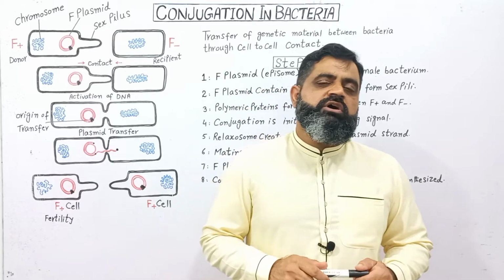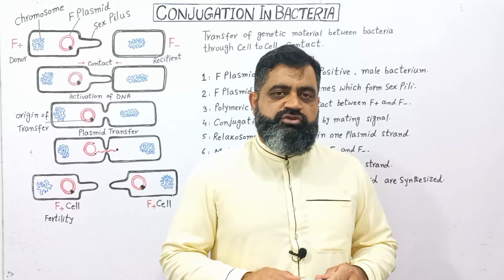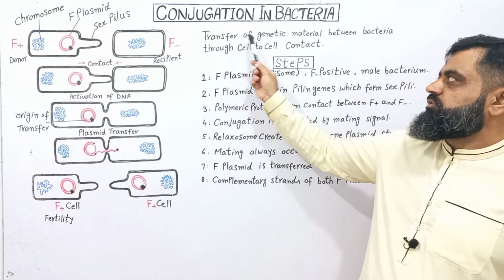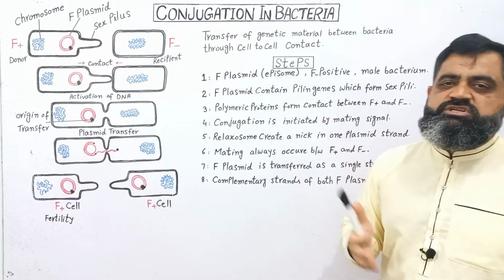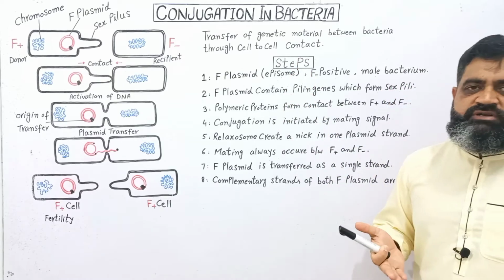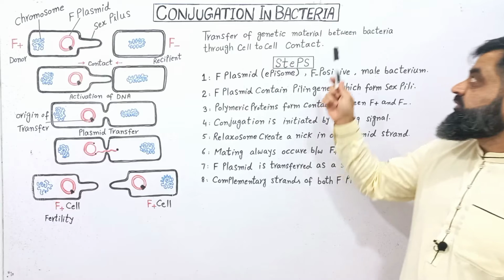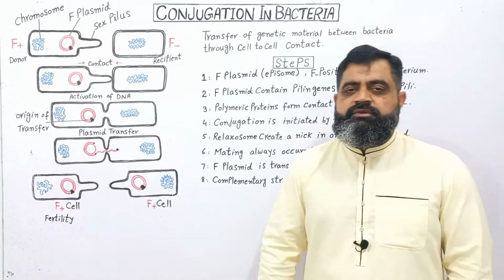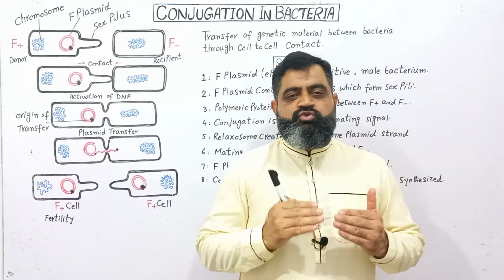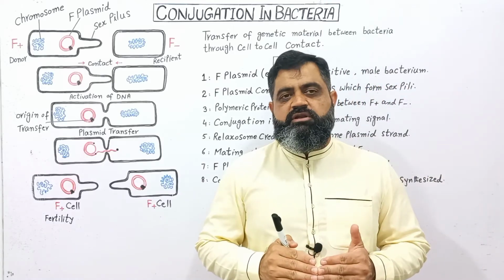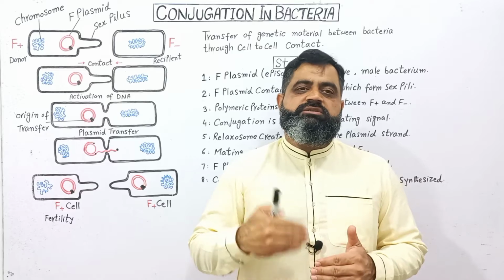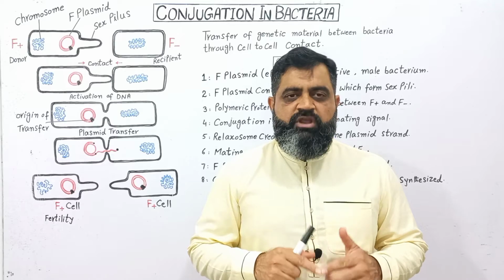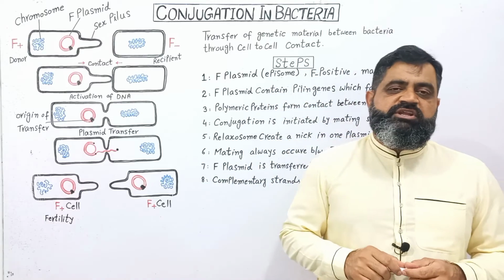Now let's move on to the definition of conjugation. If we look at the definition, conjugation is the transfer of genetic material, which is usually DNA, or we are going to take the example of a plasmid, between bacteria through cell to cell contact. In this process, one bacterium transfers its genetic material in the form of DNA to another bacterium by cell to cell contact. So let's move on to the explanation of this topic.